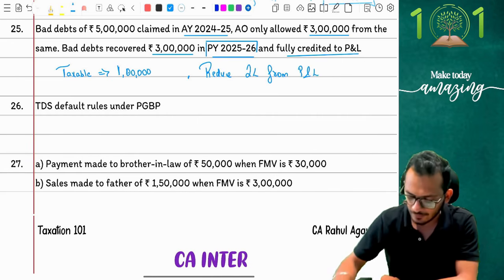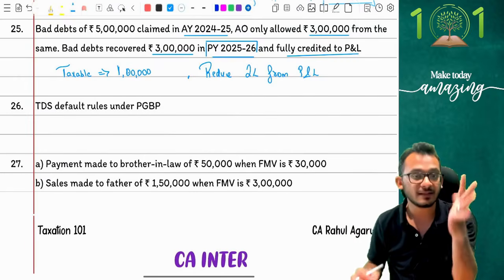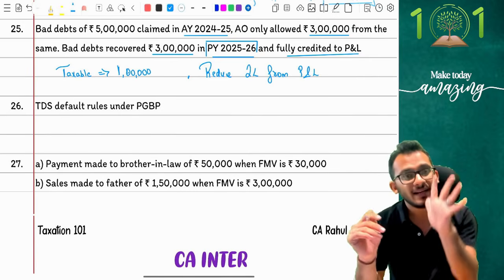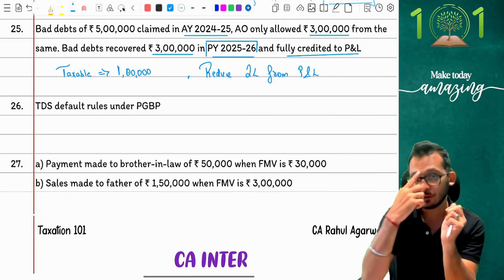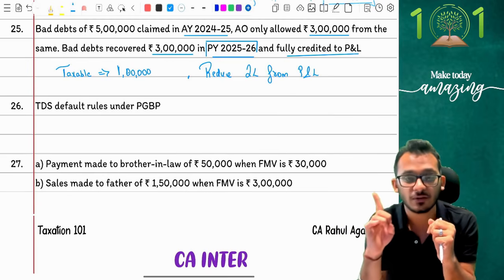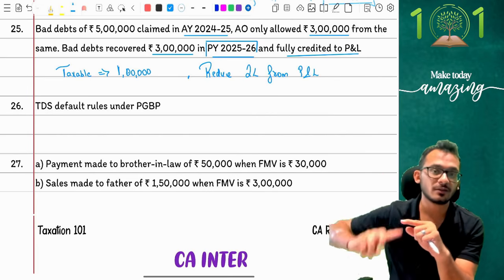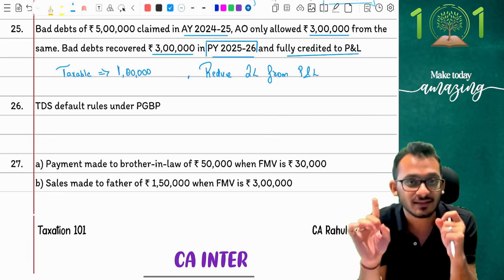Please reduce 2 lakh from the P&L. I hope you understood what I did, people. So basically what is happening? I tried to claim 5 lakhs. Officer gave me 3 lakhs. In that scenario, I will tell the officer, sir, I'm going to keep this in mind that you did not give me 2 lakhs worth of deduction. Because you have not given me 2 lakhs worth of deduction, I will claim it in the future. That is my promise to you.